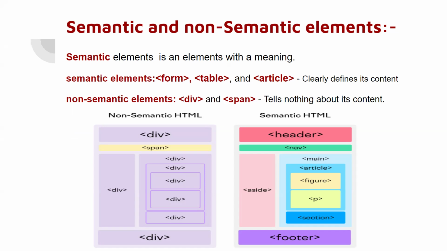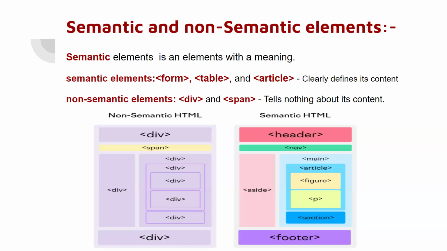So these have some meaning, but the non-semantic elements have no meaning, just normal elements, that is div and span. Earlier, in the HTML4 version, they used div and span. After that, they revised it into semantic HTML: header, nav, aside, some contents on the right, and finally the footer.